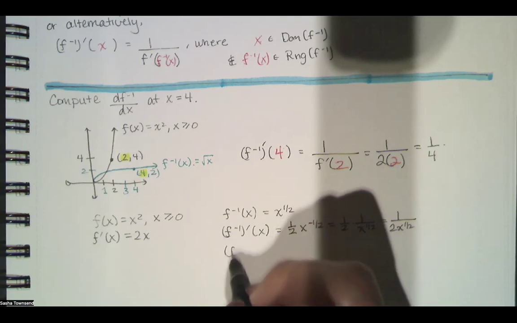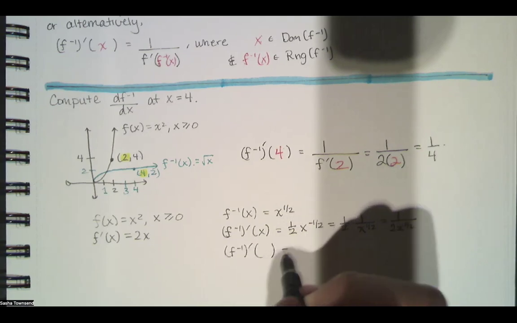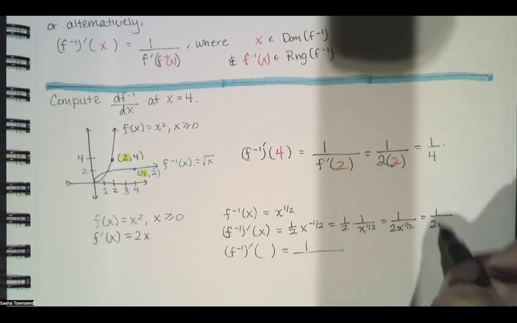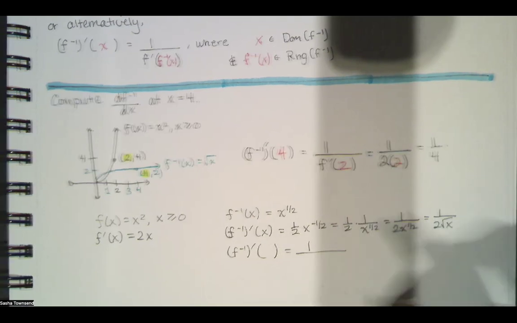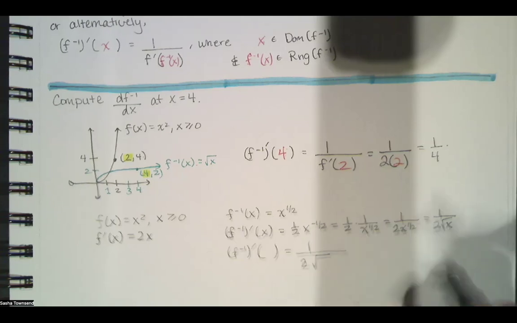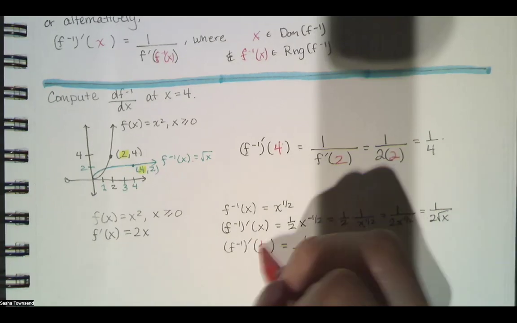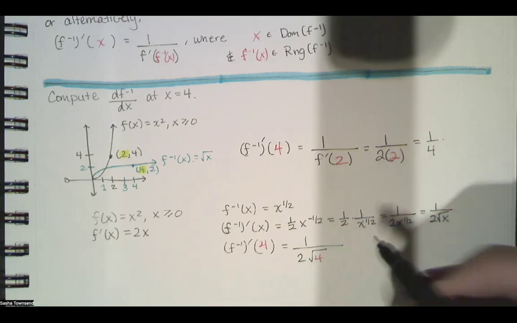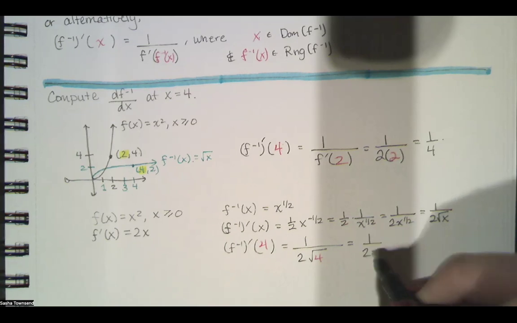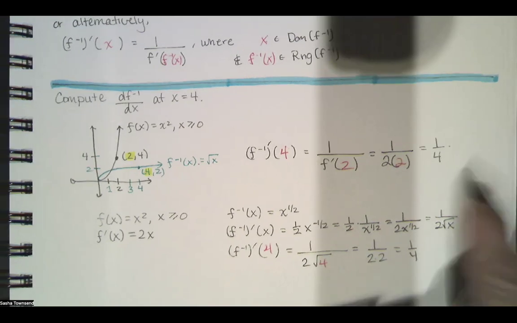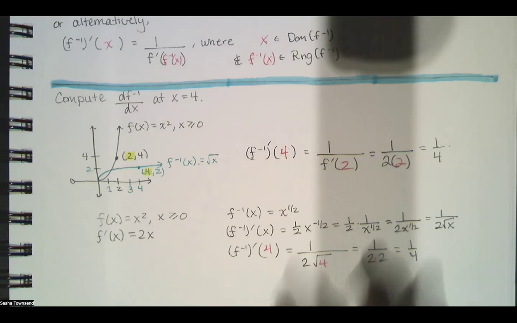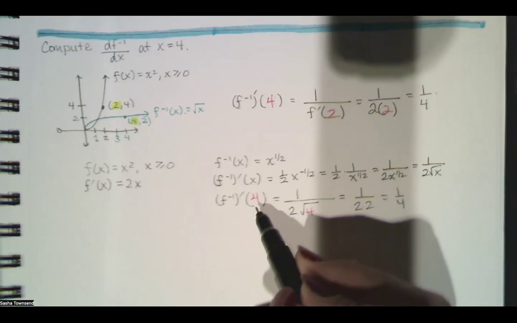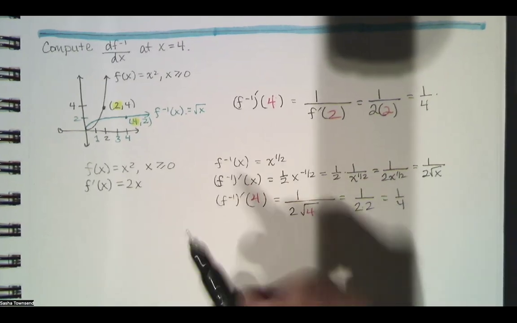Now, if I evaluate that at x equals 4, I've got 1 divided by, or I can write it like that with square roots if I want to. I get 1 divided by 2 times the square root of 4, which is 2 times 2, or 1/4. So I get 1/4 either way. But you might say, okay, well, how are those related to each other? Well, what if we weren't at 4? What if I just wanted to relate these in general?